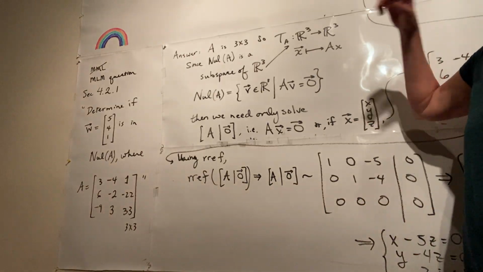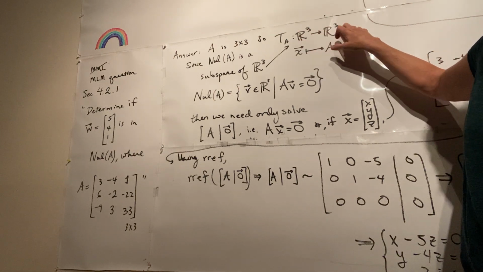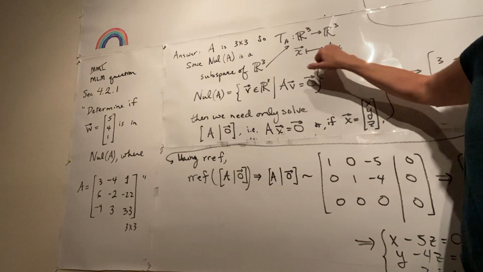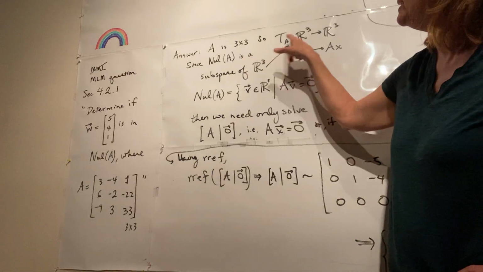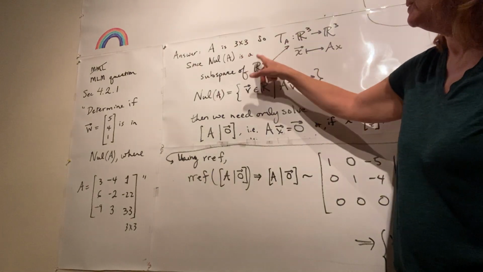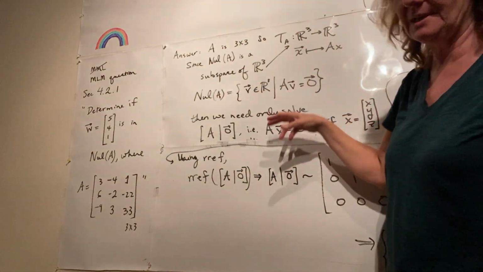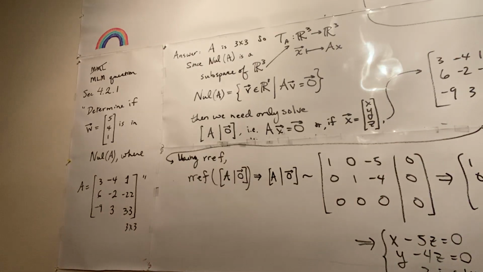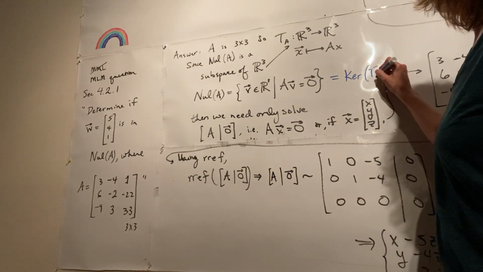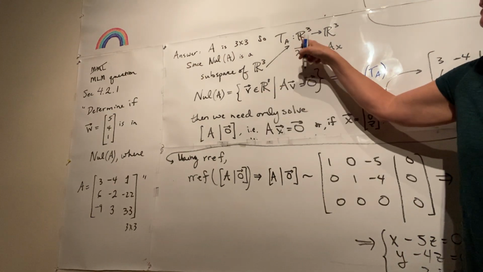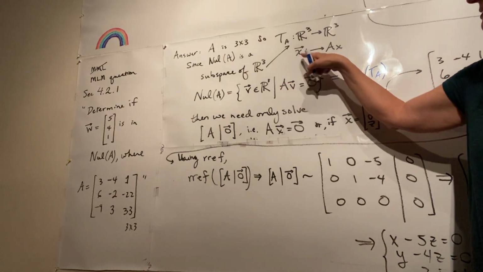So the answer is, for A, a 3 by 3 matrix, which is associated with the transformation from R3 to R3 that takes a vector x and multiplies it by A on the left. For a vector in R3 to be in the null space, go back and remember the definition, where null space is the same thing as the kernel of the associated transformation, right? That means the set of all vectors in the domain space that get mapped to 0 by the transformation.